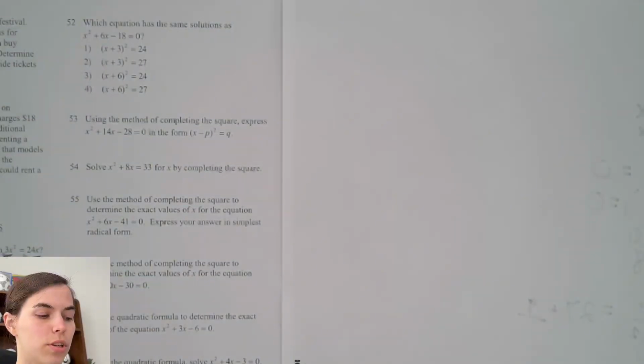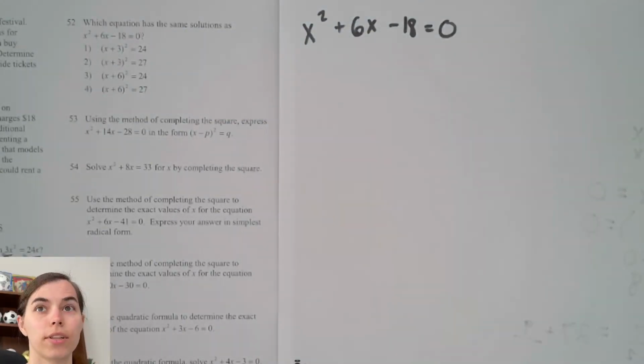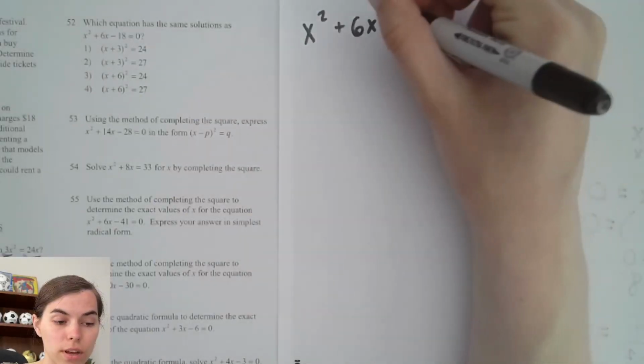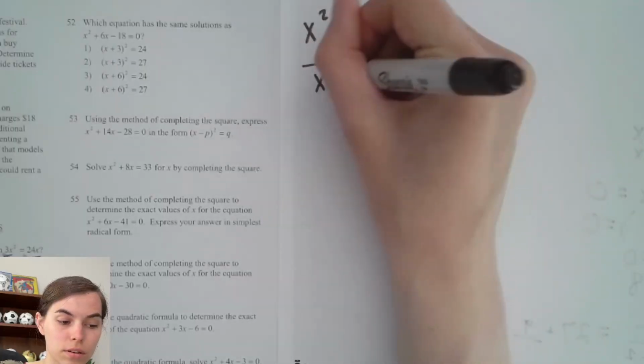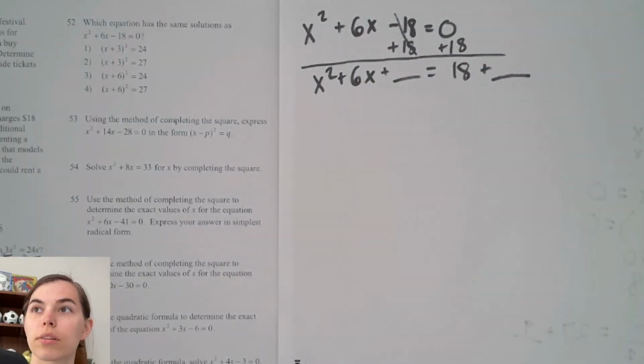Number 52, which equation has the same solution as x squared plus 6x minus 18 equals 0? Looking at the answer choices, this again is a completing the square. So first thing I like to do with completing the square is to move the constant term to the other side. So this 18, let's add 18 to both sides so that there's no more negative 18. And then we know we're going to be adding something to both sides, so I put my little plus and underline.